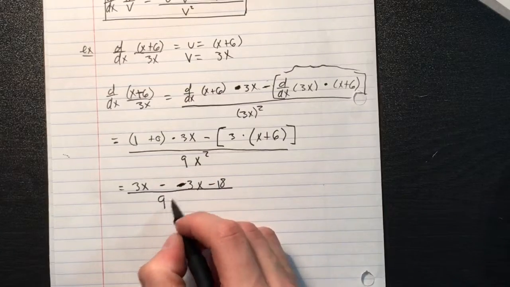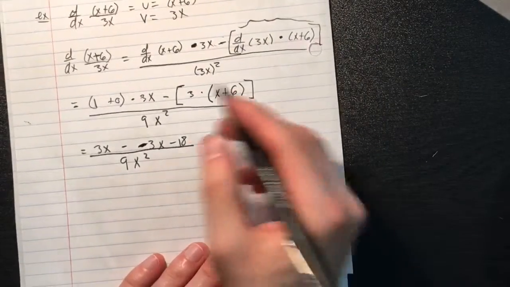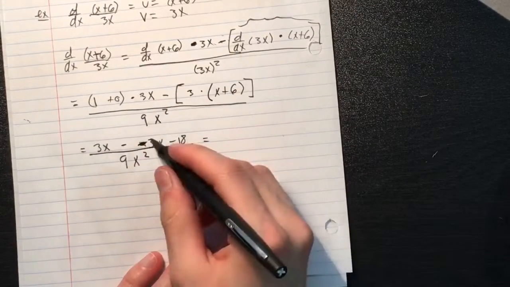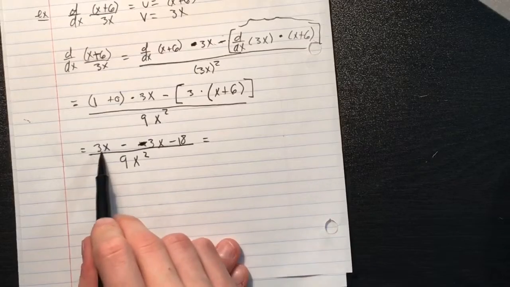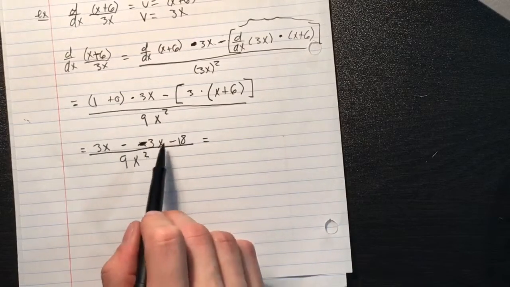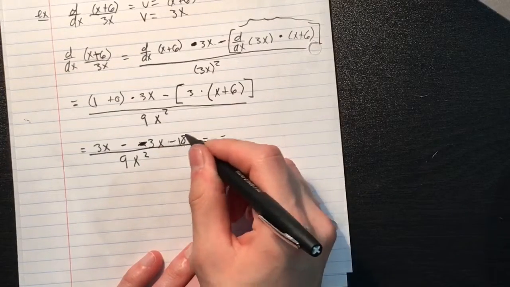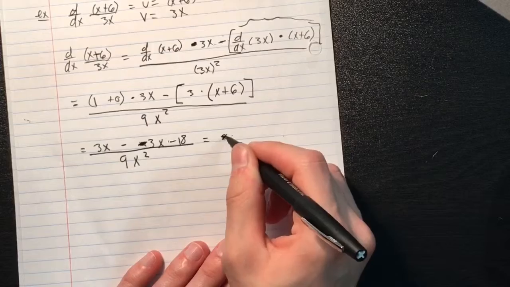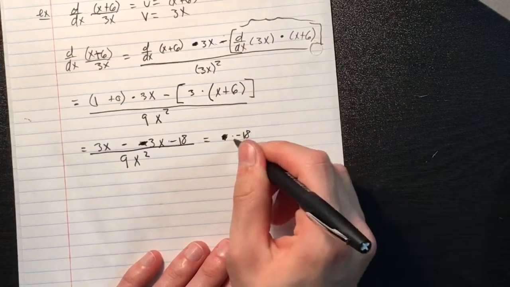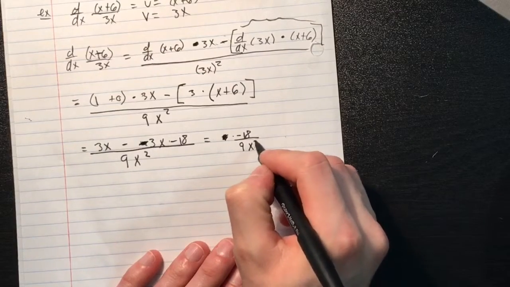And over 9x squared. Now we'll notice here that we have a 3x minus itself. We know anything minus itself is 0, which leaves us with a negative 18 on the top. And on the bottom, of course, we still have 9x squared.